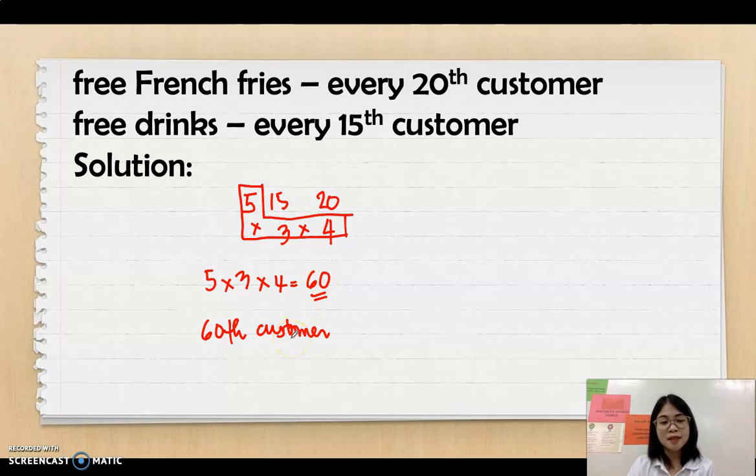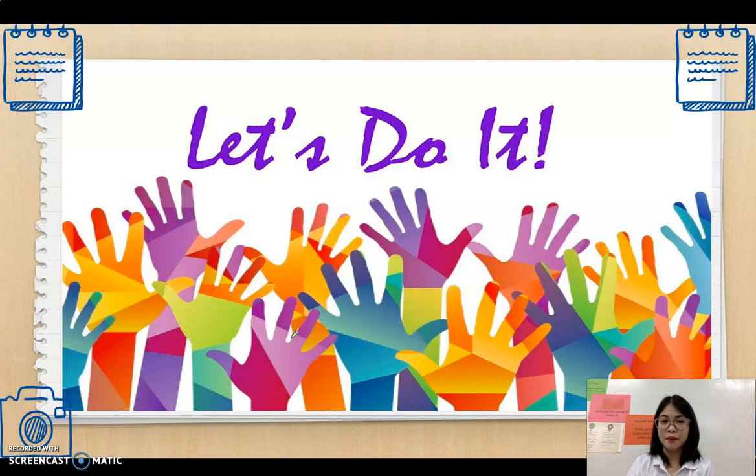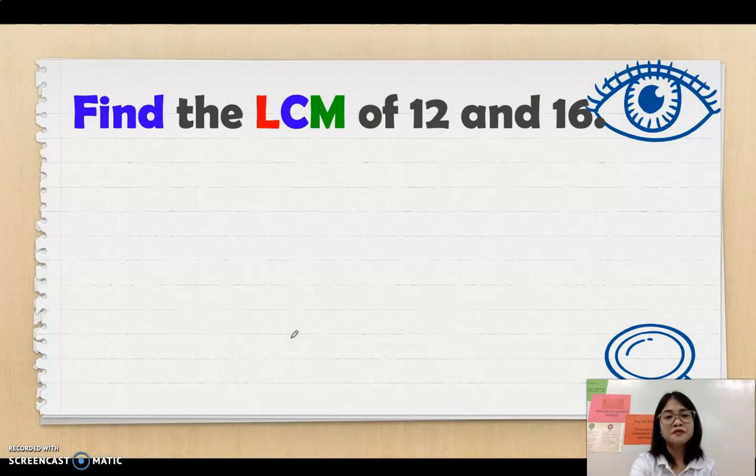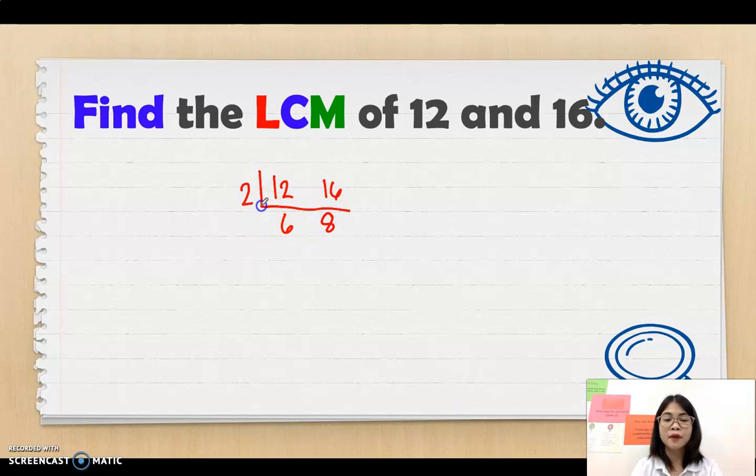Okay, so let's have another example. Let's find the LCM of 12 and 16. So again, the first step is to divide these two numbers by a prime divisor, or prime number, that is divisible by both numbers. So for 12 and 16, we have 2. 12 divided by 2 is 6, and 16 divided by 2 is 8. Another common factor is still 2, so 6 divided by 2 is 3, and 8 divided by 2 is 4.